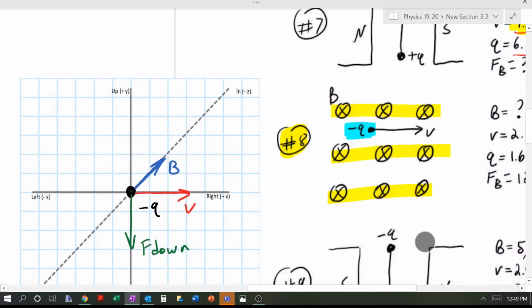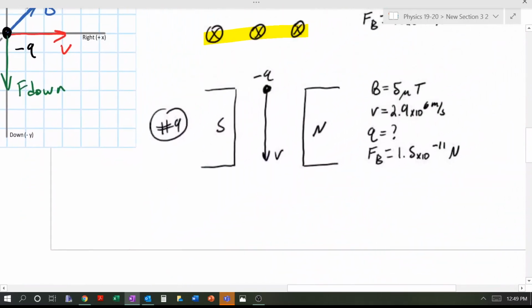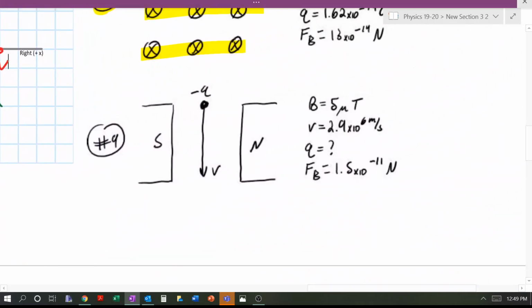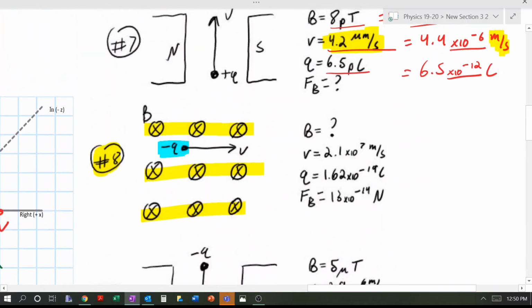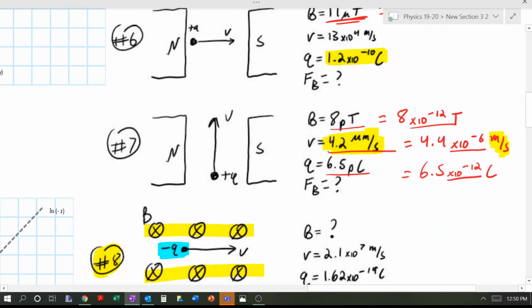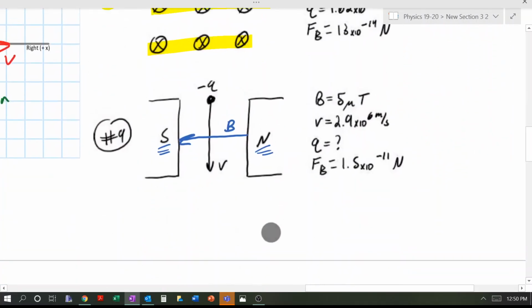Let's look at, let's see. I actually want to talk about the direction of the magnetic field for number 9. This is showing the north end of a magnet and the south end of a magnet. The magnetic field here is north to south. That's the direction of the magnetic field. Let's look at number 7. The direction of the magnetic field is from north to south. So here the magnetic field is to the right. Here the magnetic field is to the left.